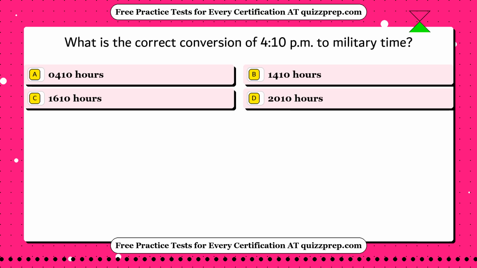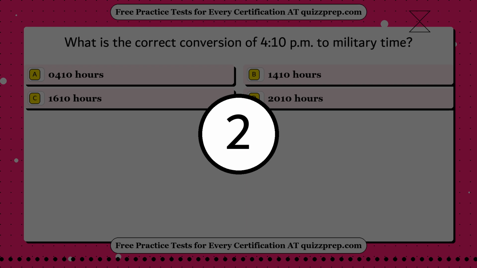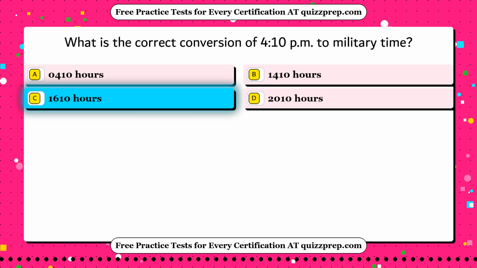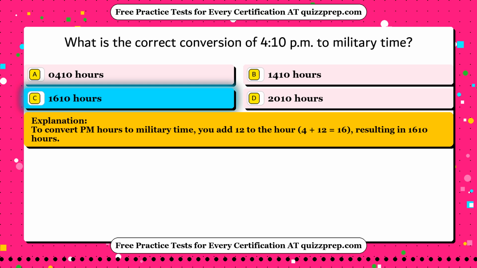Question 54. What is the correct conversion of 4:10 p.m. to military time? Option A, 0410 hours. Option B, 1410 hours. Option C, 1610 hours. Option D, 2010 hours. The correct answer is option C, 1610 hours. To convert PM hours to military time, you add 12 to the hour, 4 plus 12 equals 16, resulting in 1610 hours.